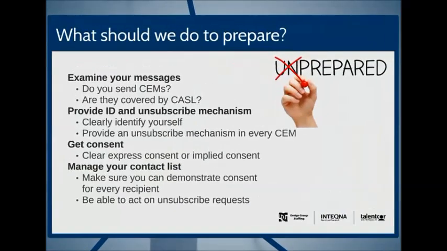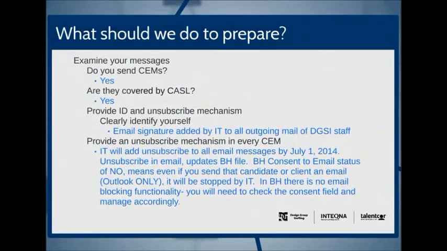So what are we doing to prepare? In order to be ready for this legislation, we need to examine our messages, provide an ID and unsubscribe mechanism. We need to get clear express consent or implied consent to continue sending messages, as well as learning how to manage our contact list. In going through the exercise with our internal committee, as well as talking to our legal counsel, all our messages have been deemed to be commercial electronic messages, and they are indeed covered by CASL. That means that we need to provide an identification and unsubscribe mechanism.